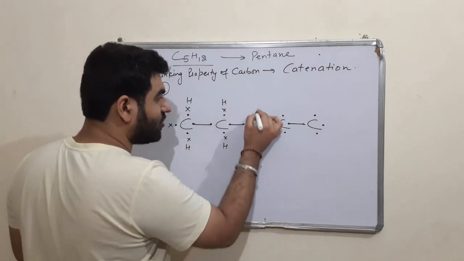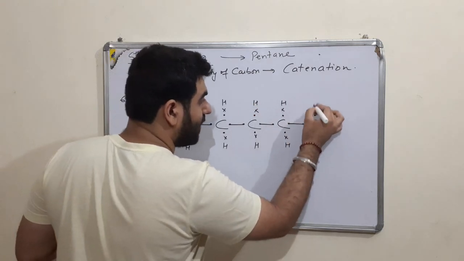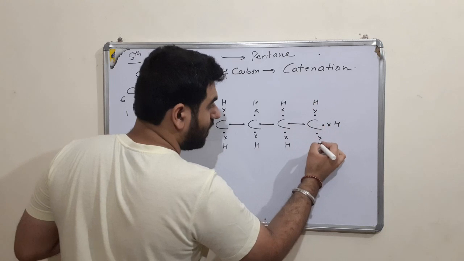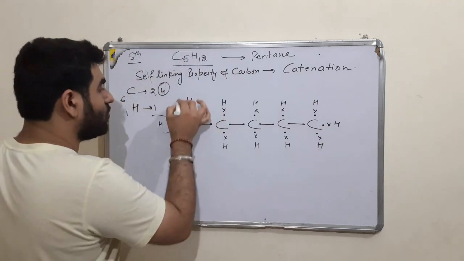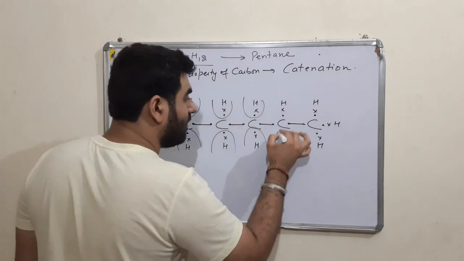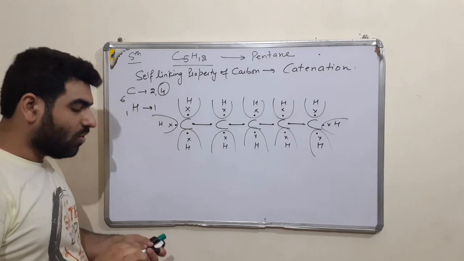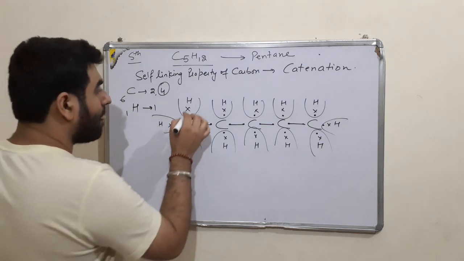Hydrogen will attach to each of the corners of the carbon. Now the thing is the same, hydrogen will be completing their doublets. Let me just show you one or two. All the other carbons would be the same.